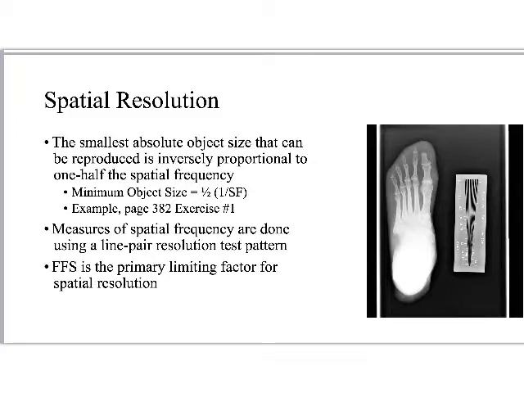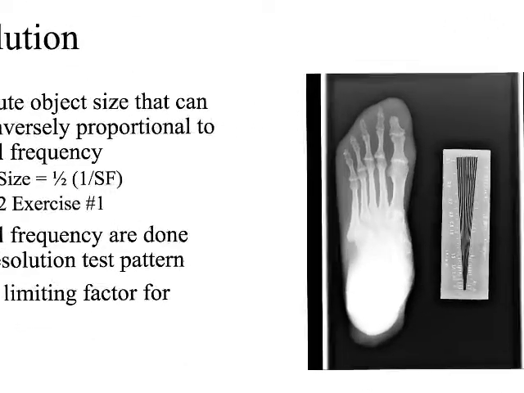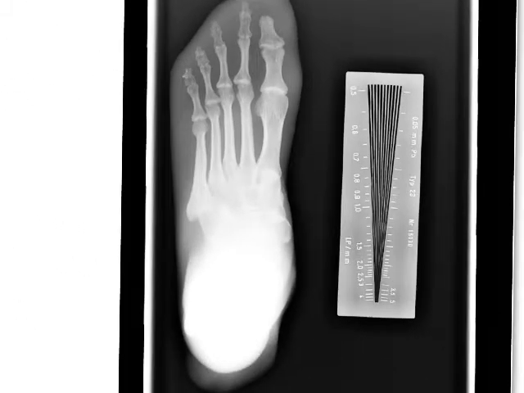So if I'm given a system and I want to know whether or not the system's going to be able to look at something very, very small, I can plug it into this formula. Measures of spatial frequency are done using a line pair resolution test pattern. And I've indicated that there's one possible line pair resolution test pattern, which is on page 382. Here's an example of another, so I'll zoom in on this. You can see we've done this on a foot phantom, and we've compared it to this other kind of line pair test pattern. And this one's red.